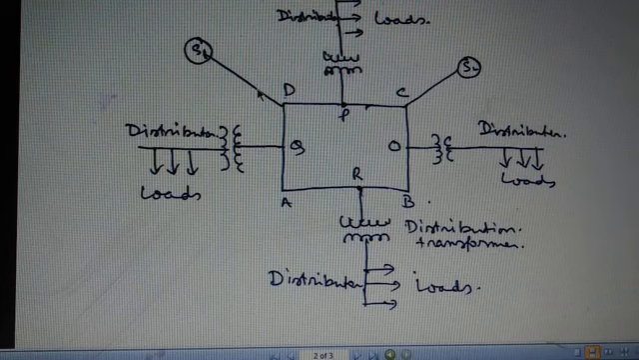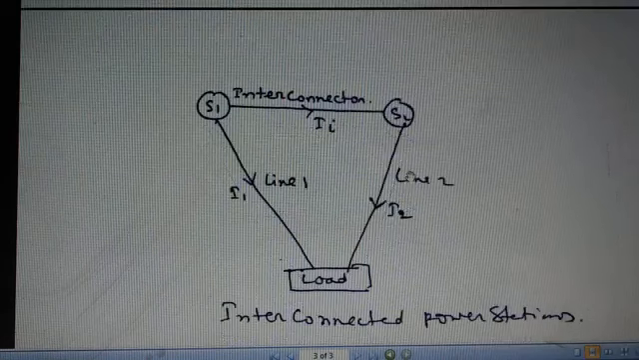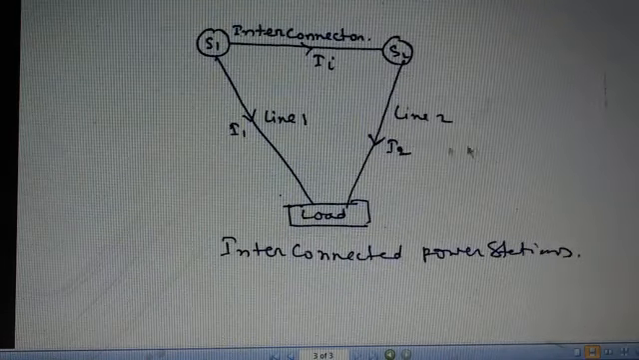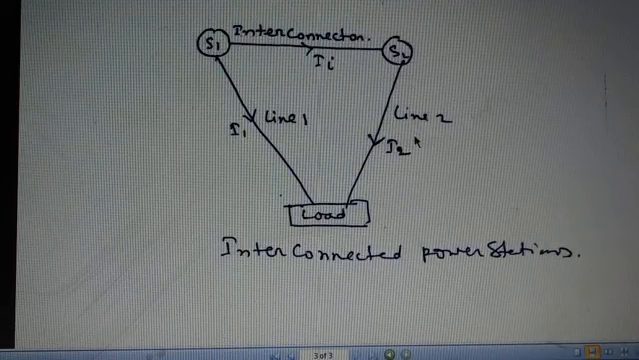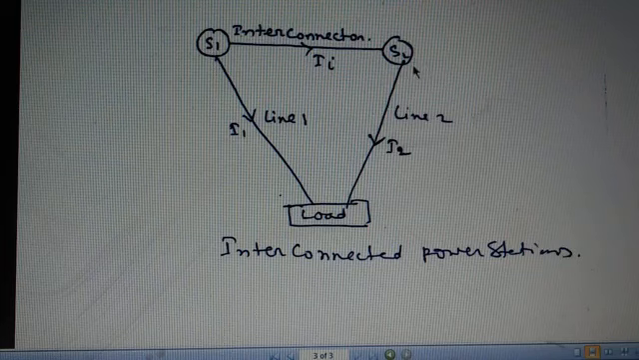Now the analysis of the system is explained with the help of this diagram. When large loads are to be supplied from two power stations, the power stations are required to be interconnected so that there is no overloading and the loads are shared almost equally. Consider two power stations S1 and S2. So this is S1 and this is S2, supplying load currents I1 and I2.